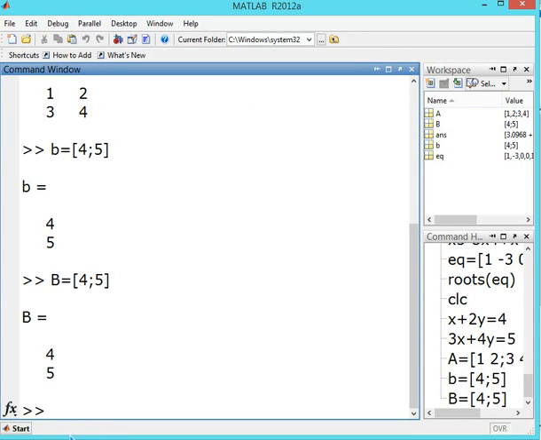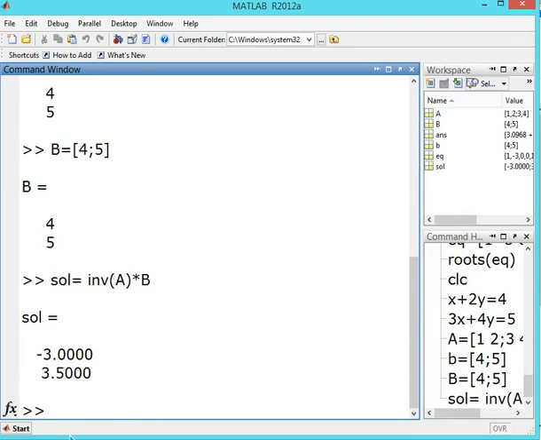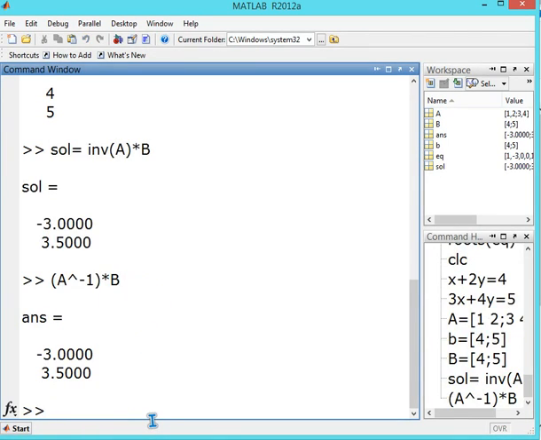And how to find the values? Say a variable SOL, and what we have to do is find the inverse of A, and then just multiply it by B. Done. X is -3, Y is 3.5. Any other method? Yes. A inverse into B. And how to find A inverse? Write A, then a caret, -1, and then multiply it by B. This is A inverse, this is B, similar to this. Again the same result, -3, 3.5.